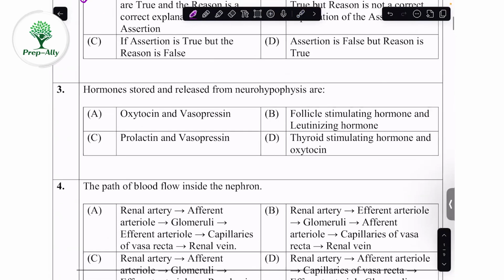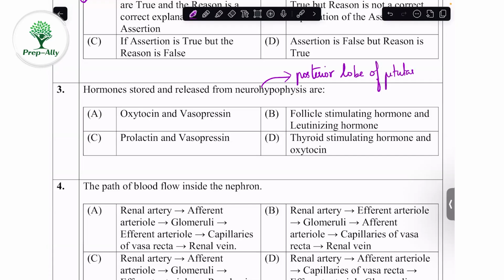Third question: hormones stored and released from neurohypophysis. So what is a neurohypophysis? Neurohypophysis is nothing but the posterior lobe of the pituitary gland. So you know the pituitary gland, right?